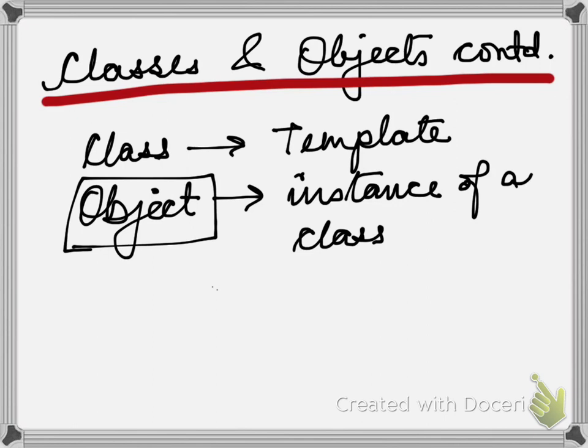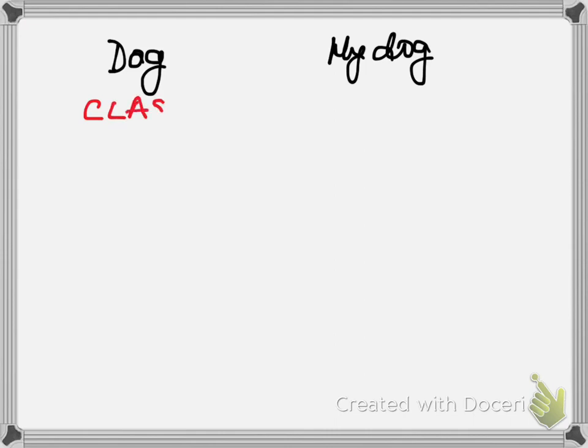Now let us look at some concrete examples and see how one of the four pillars exists in this concept of a class and an object. Like I talked about the dog class, I have a class called dog and I have an object, my dog. So dog is the class and my dog is the object.